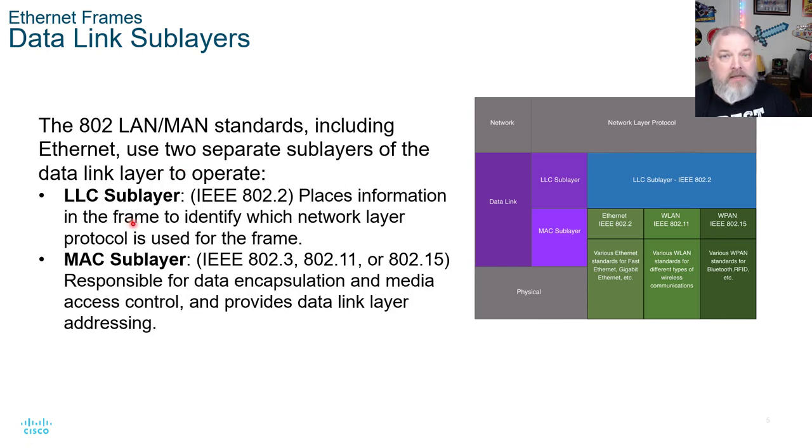The LLC sublayer is governed by the IEEE 802.2. It places information in the frame to identify which network layer protocol is used for the frame. And the MAC sublayer is IEEE 802.3, 802.11, or 802.15. Those are responsible for data encapsulation and media access control, not MAC address, but media access control, and it provides data link layer addressing.